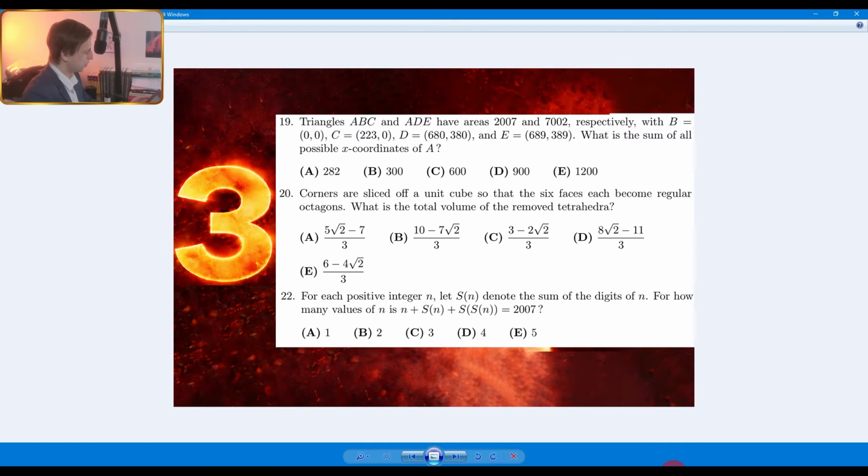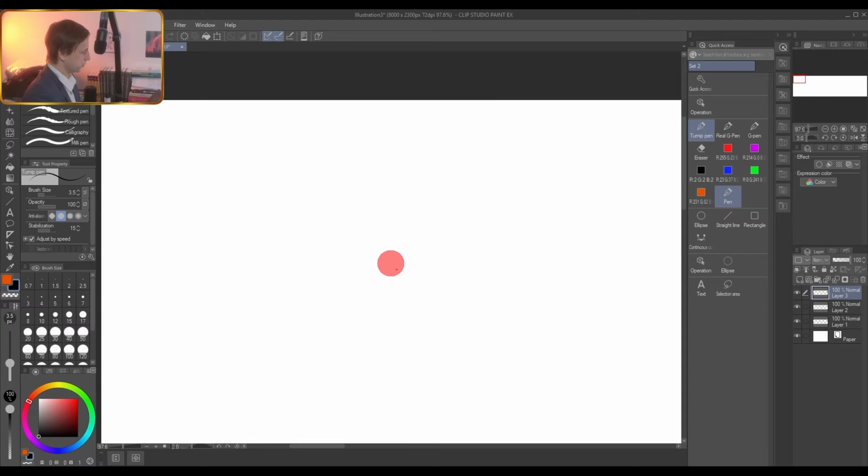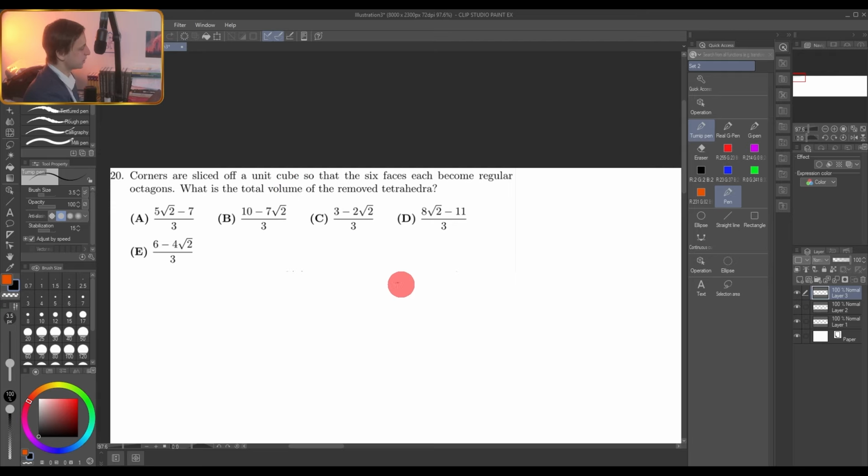Okay, let's go to number 2. It will be a pretty simple geometry problem, but at the same time a pretty interesting one. Okay, so corners are sliced off a unit cube so that the 6 faces each become regular octagons. What is the total volume of removed tetrahedra? I will call them just removed pyramids.